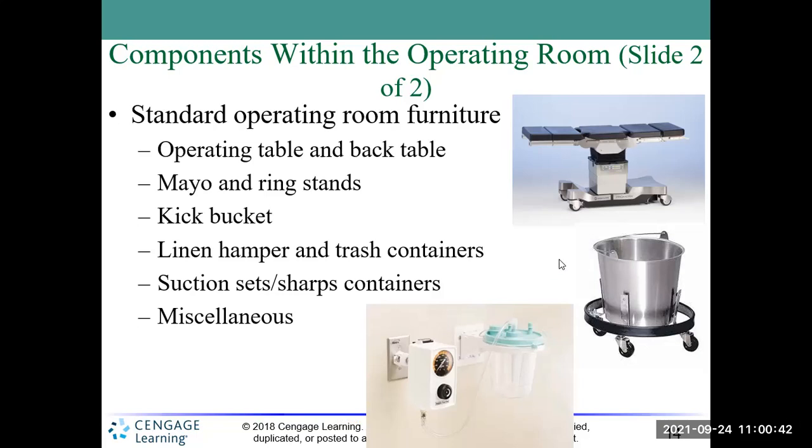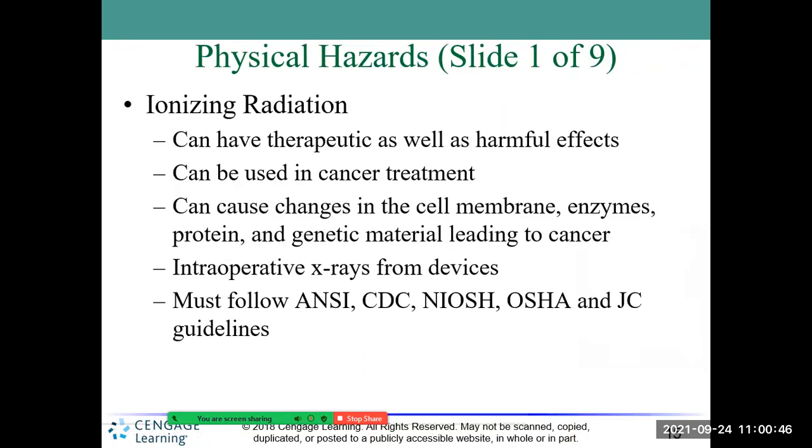And then there can be miscellaneous things around the room as needed. And we'll go over some of those. And then another hazard that we always want to be watching for is the ionizing radiation. So, you know, we're going to be using radiation a lot in an OR, especially if fluoroscopy is being used with that C-arm, where the surgeon is having to look at what they're doing as they're moving through the procedure.